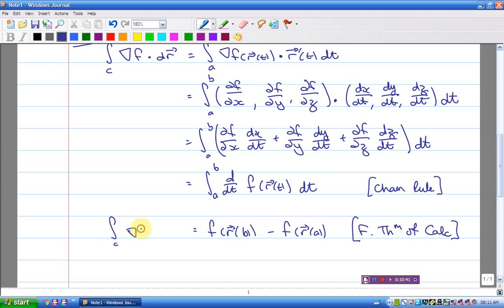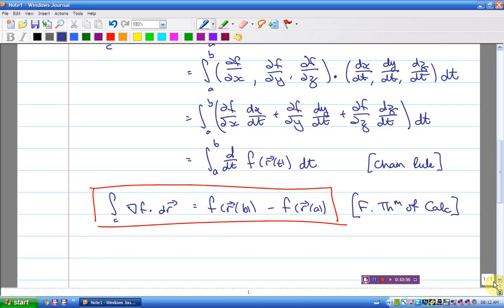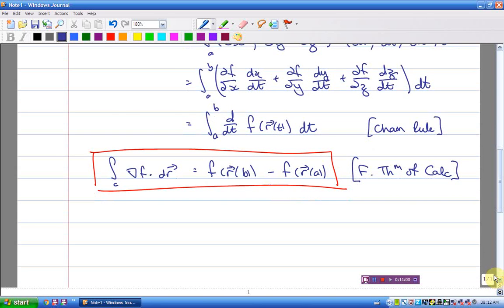I'm going to write this back down here at the bottom and draw a box around it. Very powerful result. And yeah, just one little sentence and then I'll jump into an example. This theorem is extendable to piecewise smooth curves.